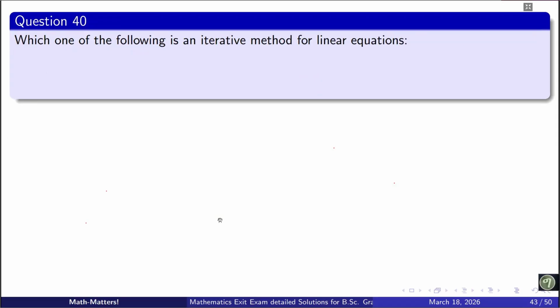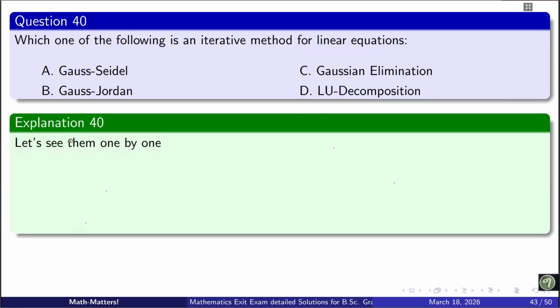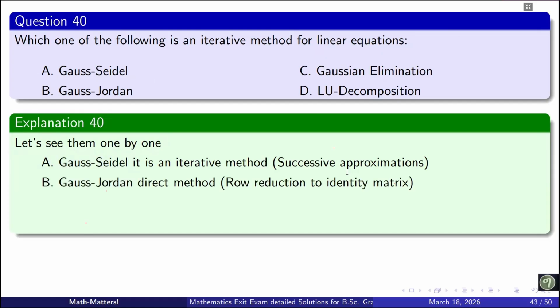Next, which one of the following is an iterative method for linear equations? Options: Gauss-Seidel method, Gauss-Jordan method, Gauss elimination method, LU decomposition method. So let us see one by one. We know that Gauss-Seidel is an iterative method, based on successive approximation or successive iteration. Next, Gauss-Jordan is a direct method, which depends on the reduction of the coefficient matrix into an identity matrix.